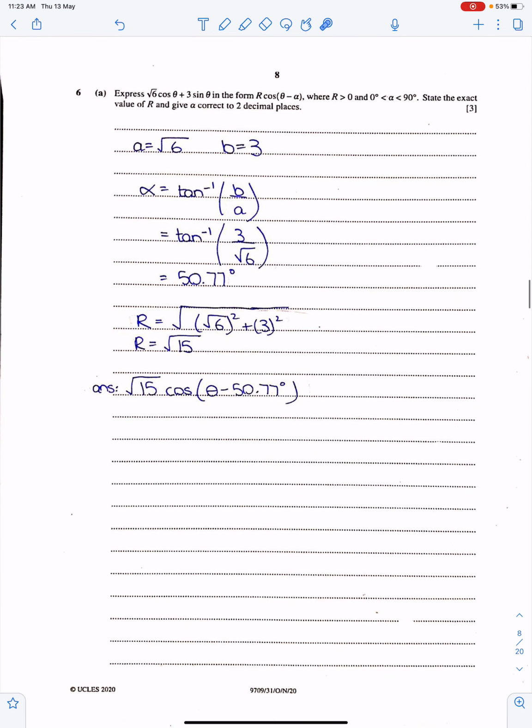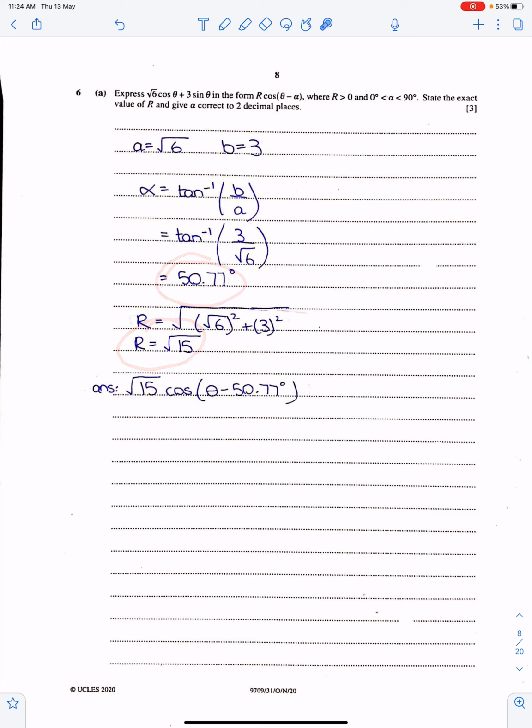Next question. We have to express this trigonometric equation into this form. See, we have cos here, therefore this is A and this is B. And R, you know, R is the square root of A square plus B square. Therefore, R is under root 15. This is the exact value of R. Make sure you must give the exact value of R. And alpha should be up to 2 decimal places. And alpha is tan inverse B upon A. This is alpha and this is R.